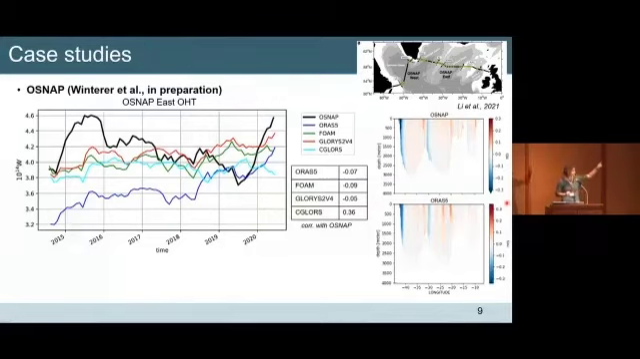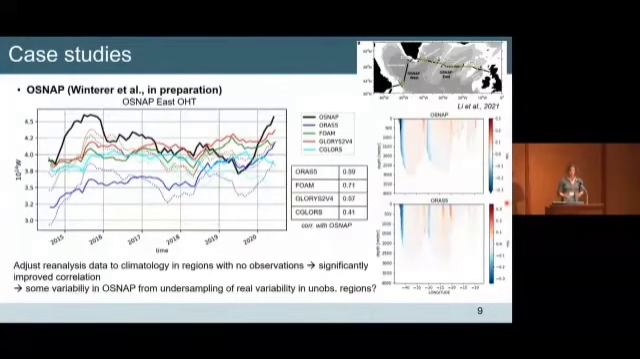So all of the black sections in the top right plot were set to the climatologies in the reanalysis. And especially when doing so for the temperature, we find a significantly improved correlation. So shown here in the dotted lines, and looking at the table, we see that the correlations move up significantly to 0.4 to 0.7. So this suggests that maybe some variability in the observed OSNAP array actually comes from an undersampling of the real variability in the unobserved regions.